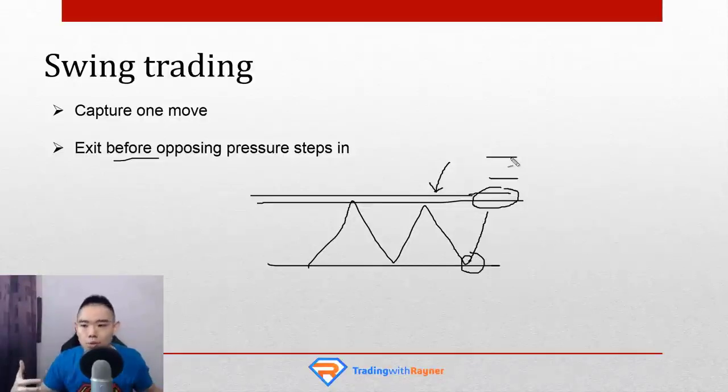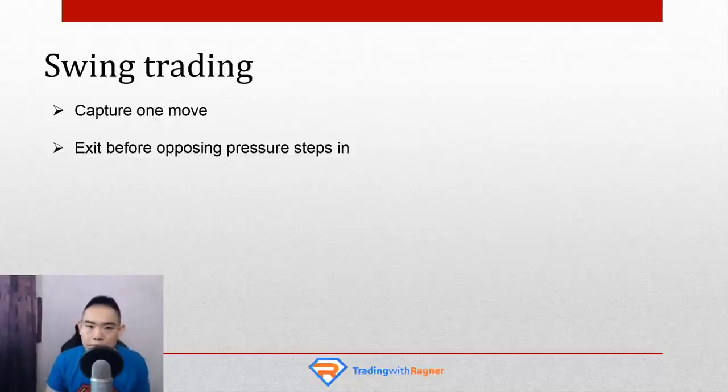So this is why you want to be smart about this. Don't set your target above resistance, because you're making it difficult for the market to reward you. Instead, set it before resistance, before opposing pressure steps in, because this is where you have a higher likelihood of exiting your swing trade with a profit. Okay, so let me share with you a few charting examples so you know what I mean.